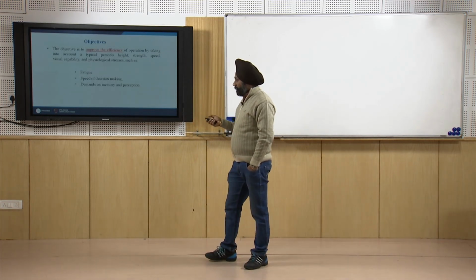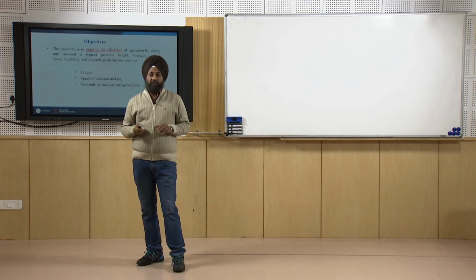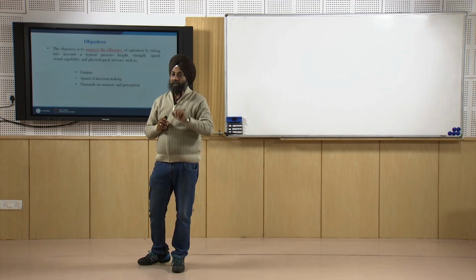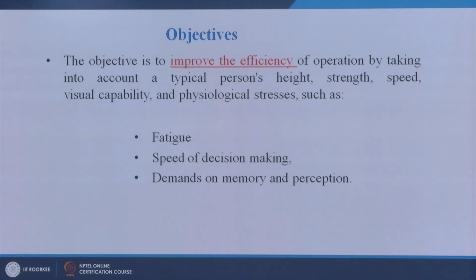Now what are the objectives? If we have understood what ergonomics is and where it can be applied, then the next stage is with what objectives we should move forward if we are going to have an ergonomic analysis or ergonomic study of any product. The objective is to improve the efficiency, productivity and effectiveness of the operation by taking into account a typical person's height, strength, speed, visual capability and physiological stresses such as fatigue, speed of decision making, demands on memory and perception. So these are the physiological stresses that are there.